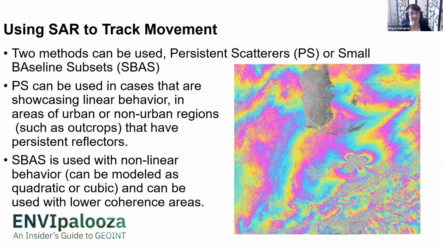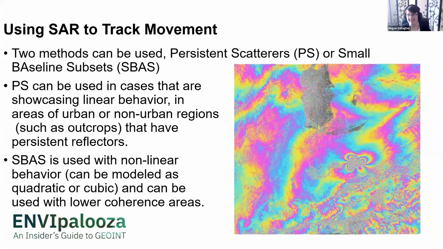The last major thing I'm going to be talking about today is using SAR to track movement. This is for long-term time series analysis of changes, so things like subsidence in urban areas, and especially dams, which is what I've been doing a lot of work in recently. The 2 methods that we talk about when we do this kind of thing are persistent scatterers, known as PS, or small baseline subsets, known as SBAS.